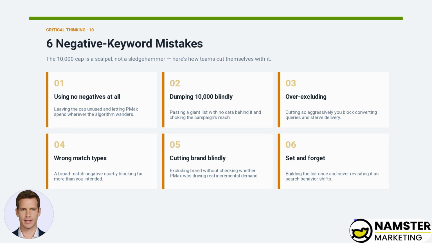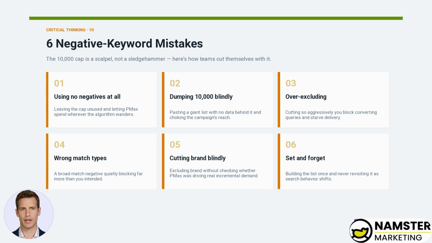First, using no negatives at all. Don't let the algorithm wander aimlessly. Second, dumping 10,000 keywords blindly. Pasting a giant list without data behind it can choke your campaign's reach. Third, over-excluding. Cutting too aggressively can block converting queries and starve your delivery.